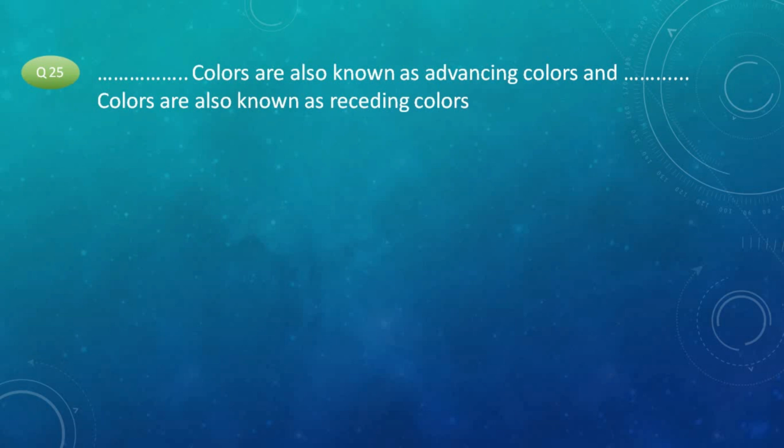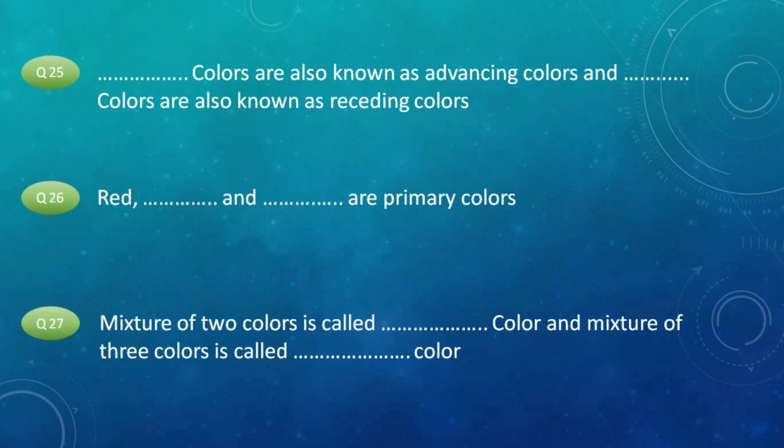Dash colors are also known as advancing colors, and dash colors are also known as receding colors. Red, dash and dash are primary colors. Mixture of two colors is called dash color, and mixture of three colors is called dash color.